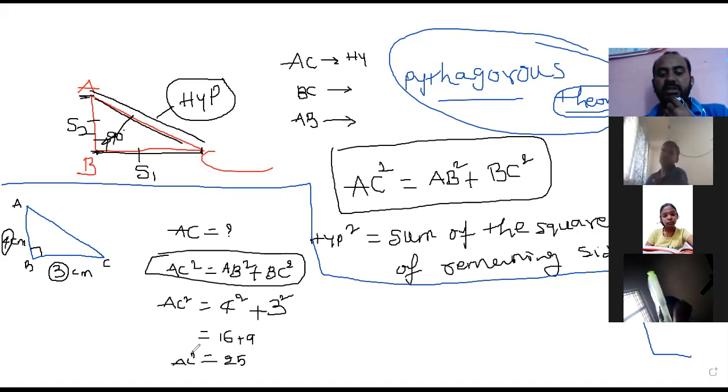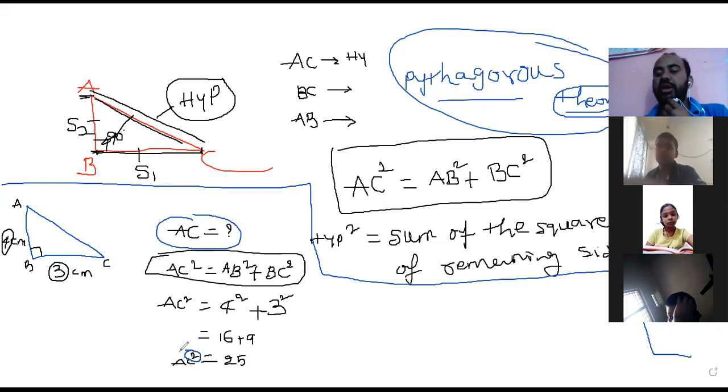In your options, option number 1 is 25. If you kept that, your answer is wrong. We have to find what, either the AC value or the AC square value? Which value do we have to find? AC. We want only AC. I don't want AC square. I have to eliminate that square.